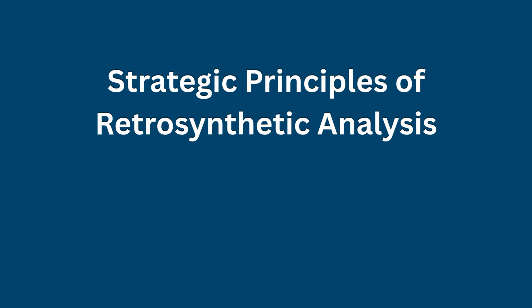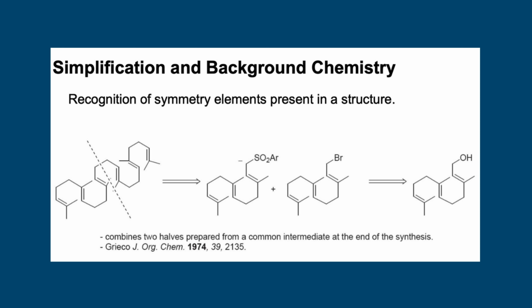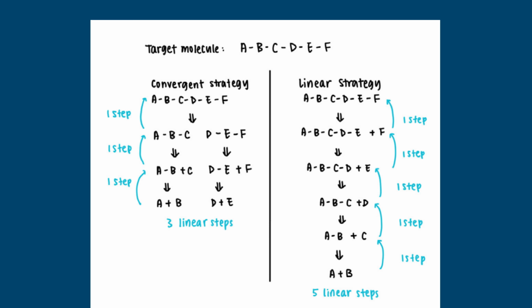Strategic principles of retrosynthetic analysis. Simplification. Each disconnection should significantly reduce molecular complexity: fewer rings, stereocenters, and functional groups. Convergence versus linearity. Linear synthesis: sequential stepwise construction. Convergent synthesis: independent preparation of fragments followed by coupling. Convergent strategies are preferred due to improved overall yield and efficiency.